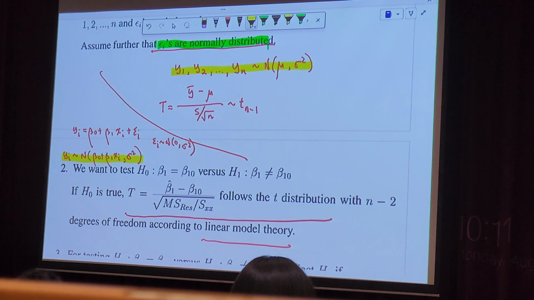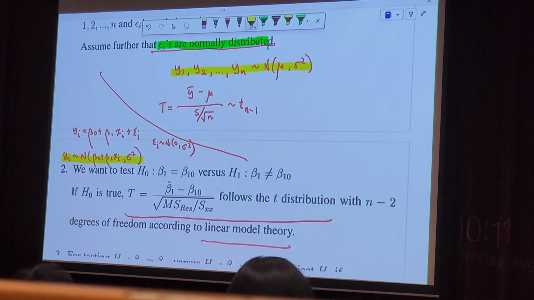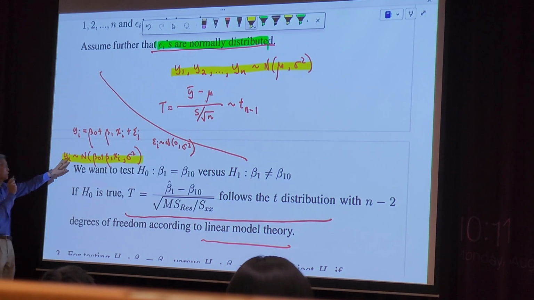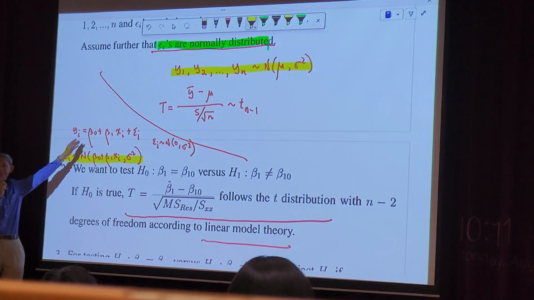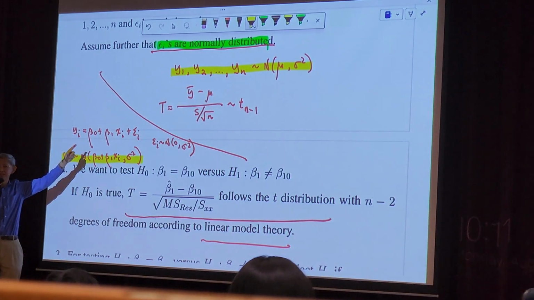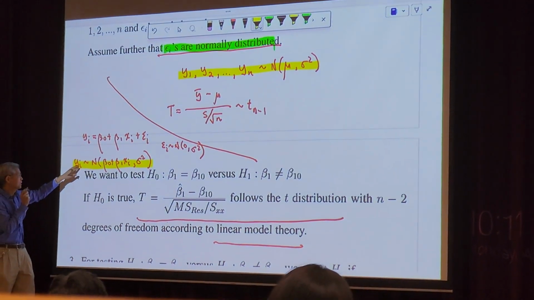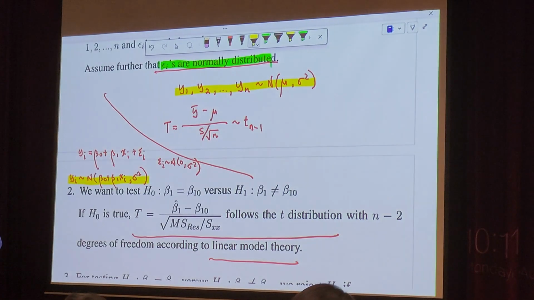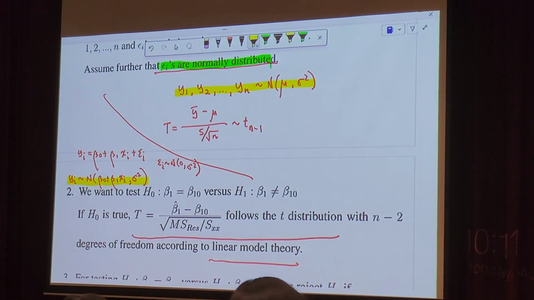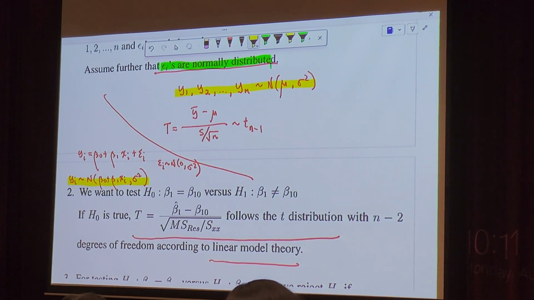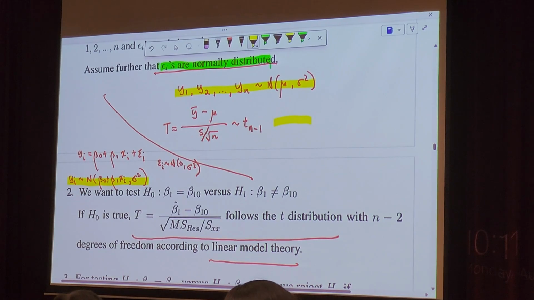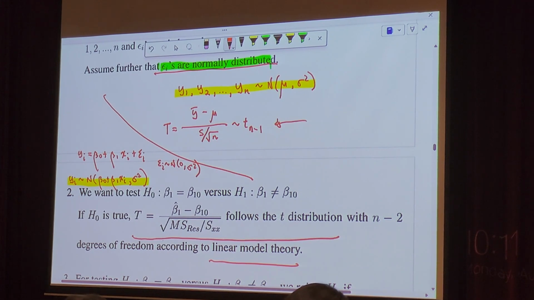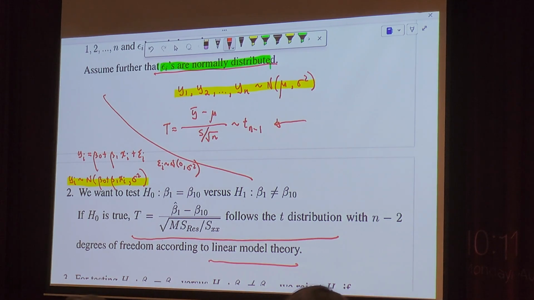Y1 to Yn comes from the normal distribution. Here we are dealing with a slightly more complicated model. Our Yi is the simple linear regression model, and that is the distribution. And all the Yi are assumed to be independent, just like the simpler one. So for this simple case, we can show that this is a T distribution with n minus 1 degrees of freedom.